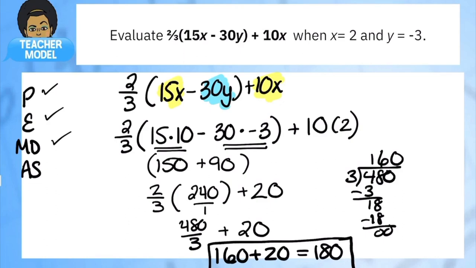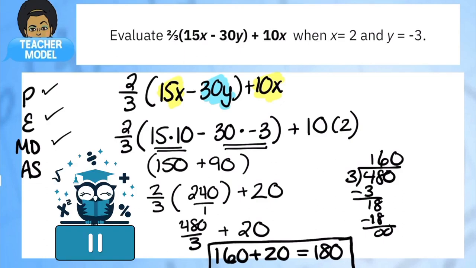So hit pause so you can jot this down to your notes. Again, it looks really challenging at first until you actually put in your subs and we take care of what's in that parentheses first. So once we had 150 plus 90 and got that to 240, that was way easier. It simplified the whole problem.